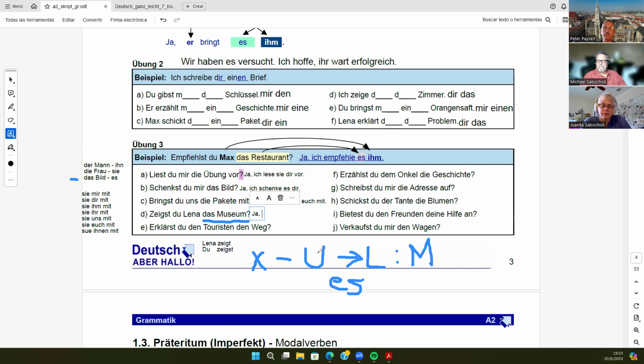So when you answer a question and somebody asks you, are you doing something? You answer, yes. Okay, so, ja, ich zeige. Ja, ich zeige es. Ja, ich zeige es. And so now we only need the last part.